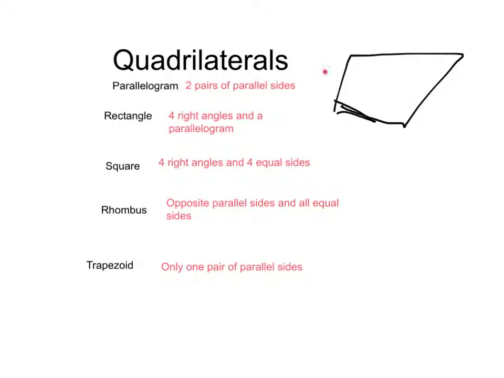Over here is an example of a quadrilateral that really isn't any of these. I drew it by hand, and it's just 1, 2, 3, 4 sides. You have your four angles. It's a quadrilateral. So this is a general quadrilateral, but it isn't a parallelogram, rectangle, square, rhombus, or trapezoid.